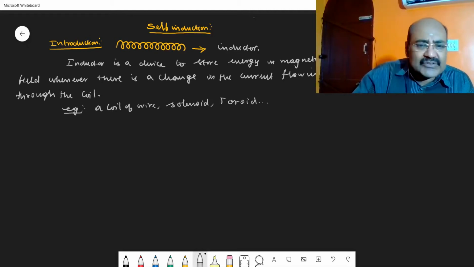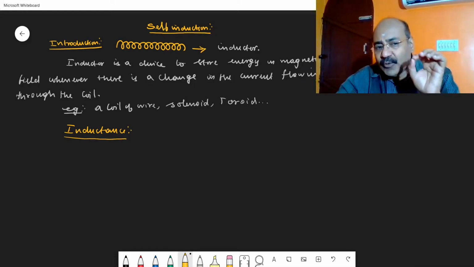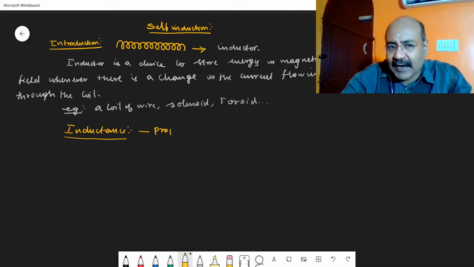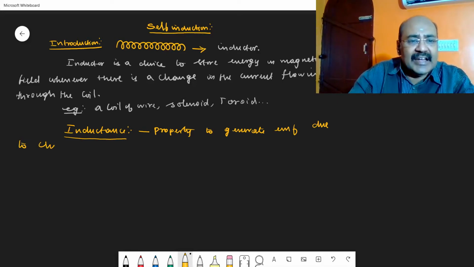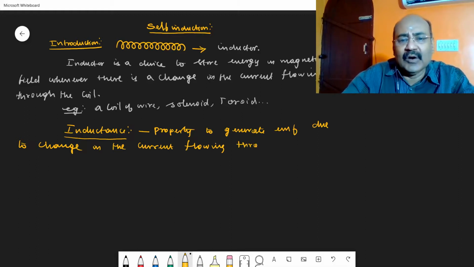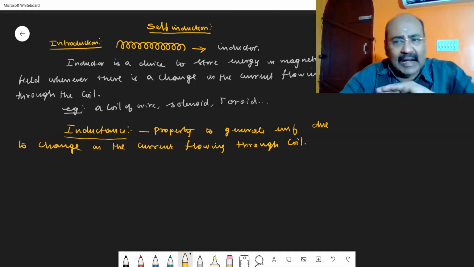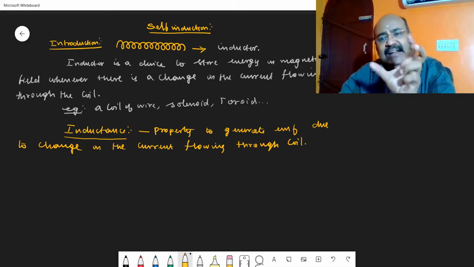So in this inductor, the phenomenon that we are going to study is called inductance. This phenomenon is nothing but a property to generate or induce EMF due to the change in the current flowing through the coil. So whenever the current flowing through the coil varies or changes, an EMF is generated or developed in the coil, and then we call it inductance.